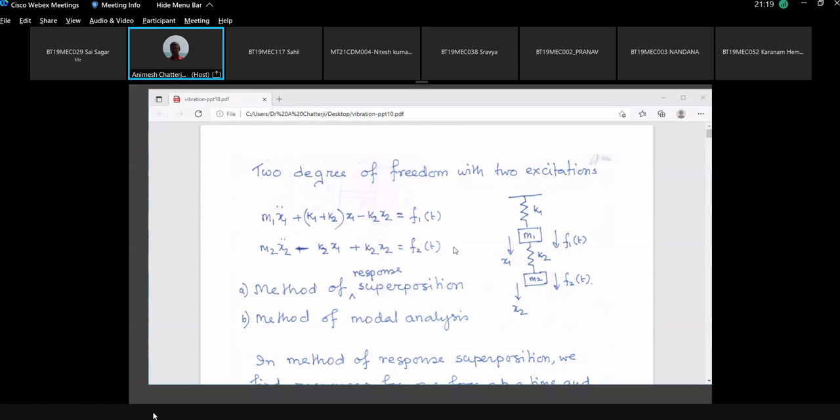But there can be situation when excitation is present with all the coordinates. This is more complicated case where excitation is present in all the coordinates. We will discuss both the examples today. In one case, excitation is present in both the coordinate. In another case, excitation is present in one coordinate. So first let us take up, if excitation is present in both the coordinate, how do we solve the problem?